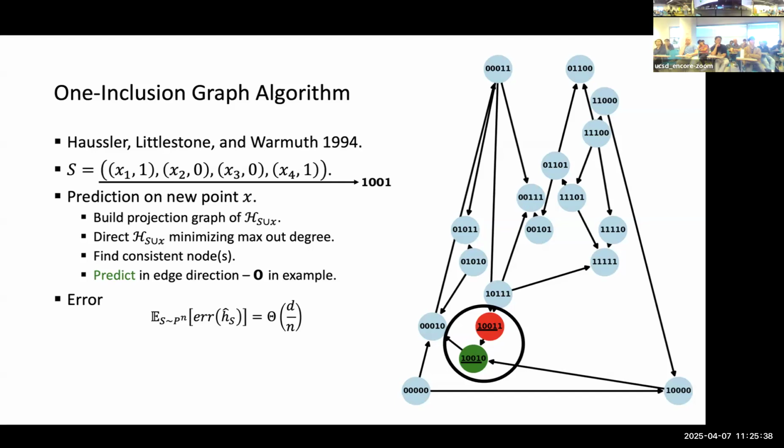So that's the expected error of this algorithm. It's not a trivial thing to prove. The key idea is that the error is going to be the max out degree over N. That's the expected error that they prove. And then there's a lot of work to show that if my hypothesis class has VC dimension D, there's always an orientation with max out degree D. So that's the main ingredients in this work.